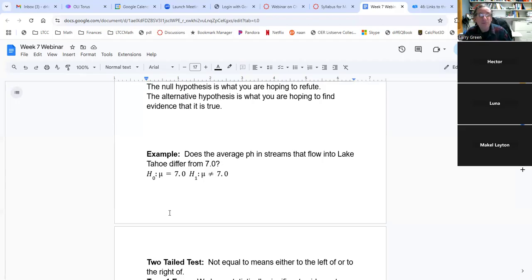So one of the things you might care about is the following. Does the average pH in the streams that flow into Lake Tahoe differ from 7.0?